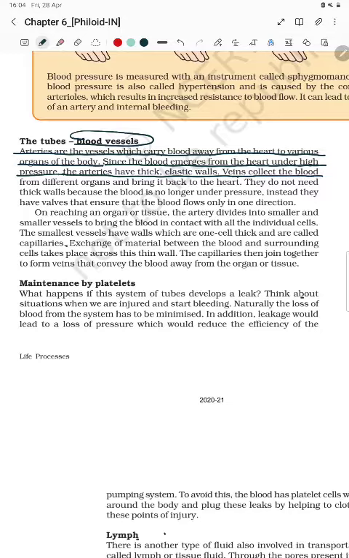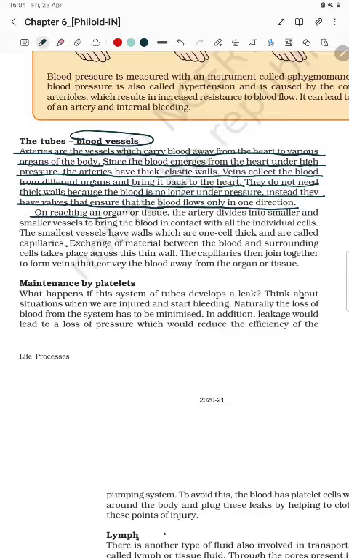Veins collect the blood from the different organs and bring it back to the heart. They do not need thick walls because the blood is no longer under pressure. Instead, they have valves that ensure that the blood flows only in one direction.